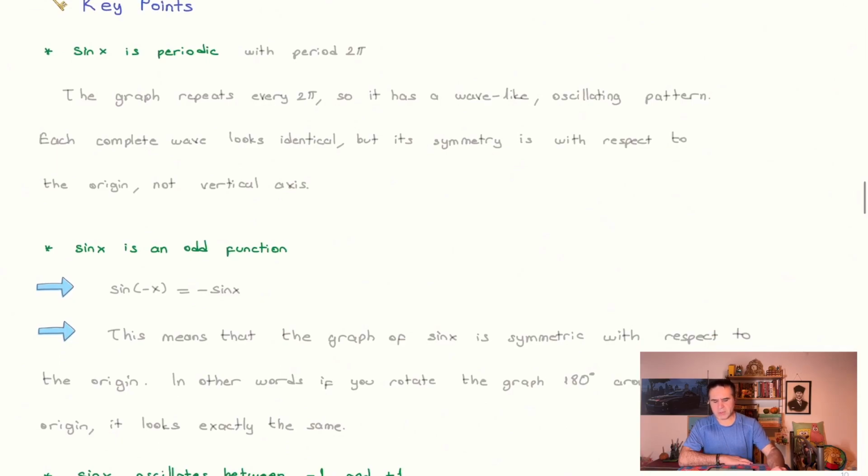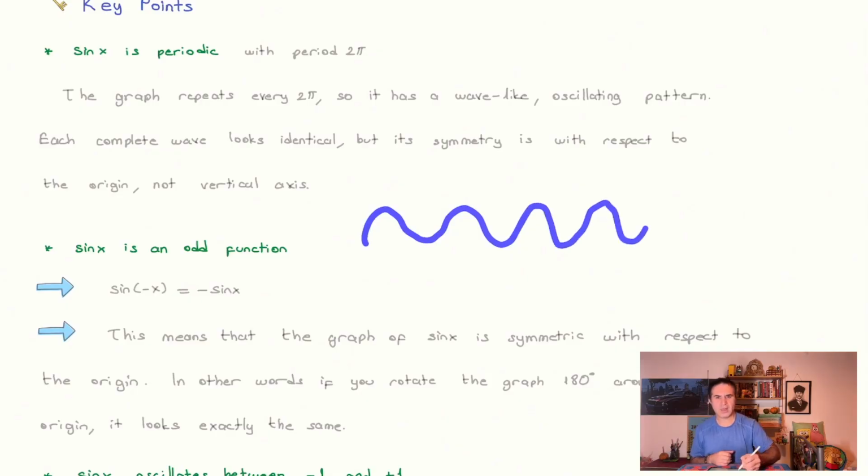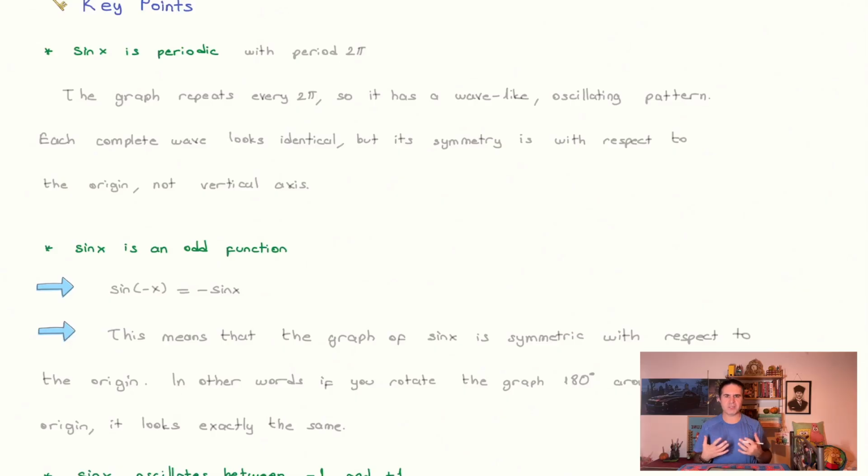For the key points, the sine function is a periodic function with period 2 pi. This means that the graph repeats every 2 pi, so it has a wave-like oscillating pattern. Each complete wave looks identical, but its symmetry is with respect to the origin, not the vertical axis.